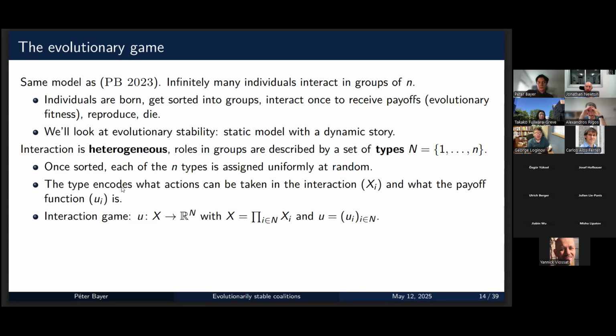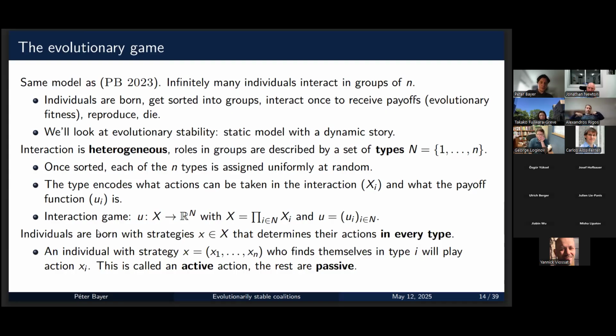That type tells me everything I need to know about that player in this interaction group. The type will encode what kind of actions the player can take and what the payoff function that player faces in the interaction game is. Otherwise, the interaction game is just a non-cooperative game, something that maps from the set of actions to the set of real numbers for each individual. And the notation is basically the same as what you're used to in non-cooperative game theory.